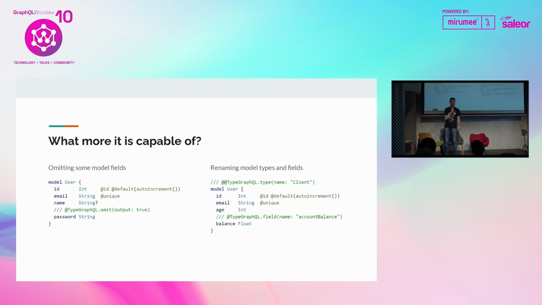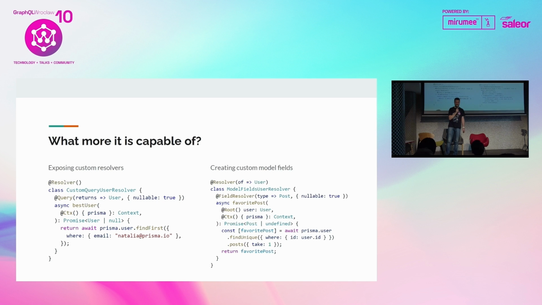We can also customize our schema. So we can, for example, omit password fields, so they won't show in any of the outputs of GraphQL. So it's not possible to leak that information from the server. We can also rename some models from our database to a different name in GraphQL. Also rename the fields.